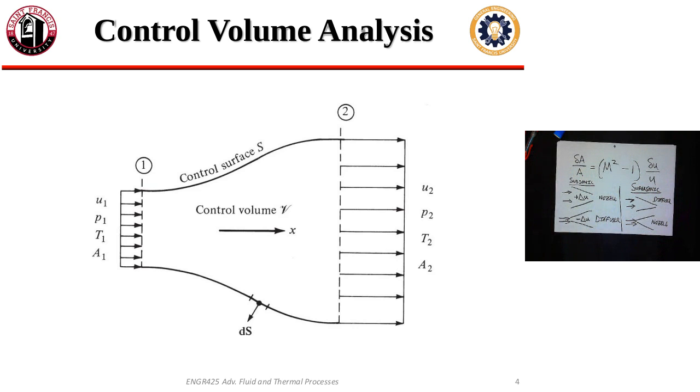Now, the question we didn't ask last time was, what if the Mach number equals 1? Well, if Mach number equals 1, all this here goes to 0. So that means there's no change in velocity at all. Sorry, what I mean is the area can do whatever it wants, but there's no change in velocity when Mach number equals 1.